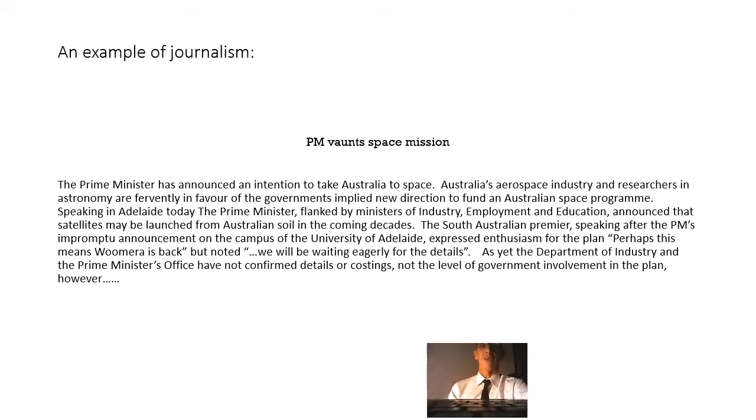Okay, so now you've started the video. I take it you've read through it and you've realised that there's not much going on here. Apparently the Prime Minister went to the University of Adelaide, said, yeah, we might be good to launch some spaceships from Australia. There was the Minister of Education, Ministers of Employment, Industry as well. And the South Australian Premier said, wouldn't it be nice if we could get Woomera back? That's all that's happened. Nothing's actually seemed to be really done at all. The PM said something and a few people have commented on it. So the journalist has to flesh this out.